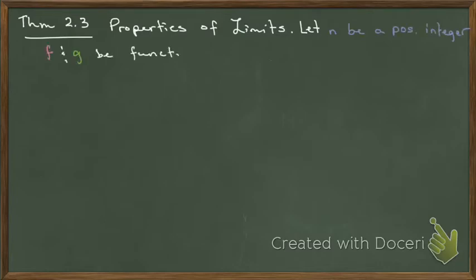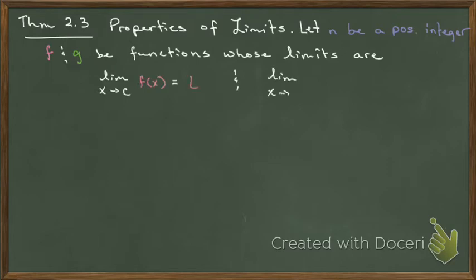Let f and g be functions whose limits are the following. The limit as x goes to c of f of x is L, and the limit as x goes to c of g of x is K. So I've just chosen two generic letters here, and those letters represent the limit of each of those functions respectively as x approaches c. From this, we can gather a couple things.